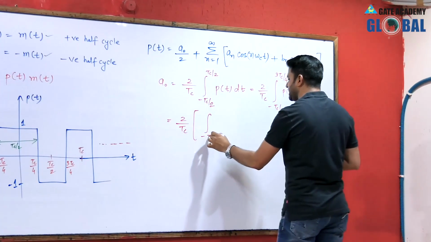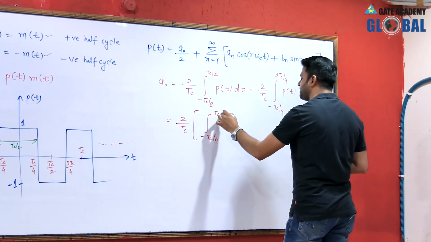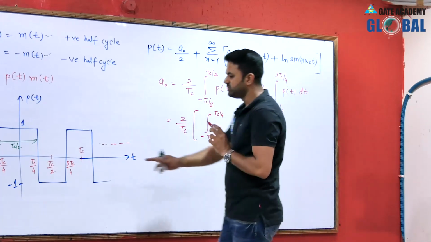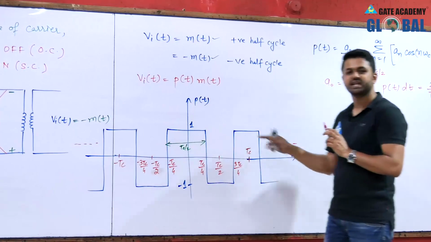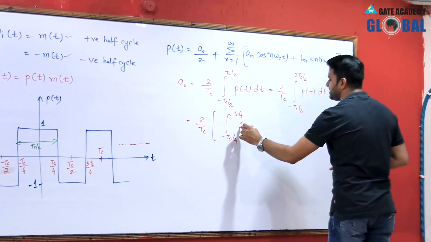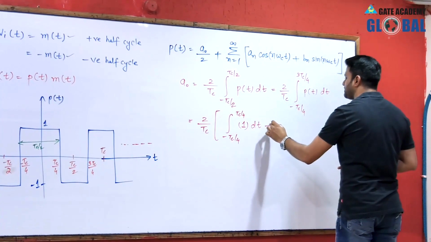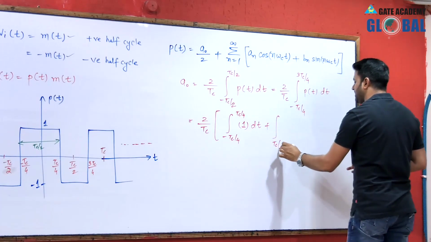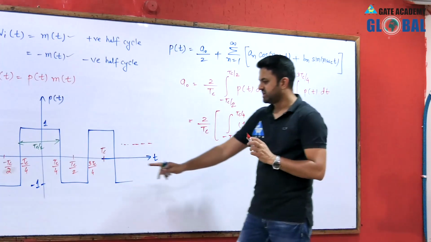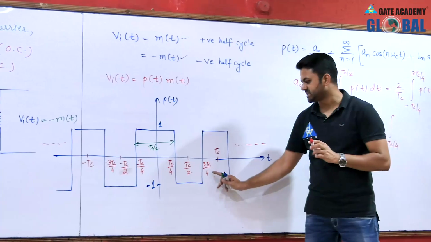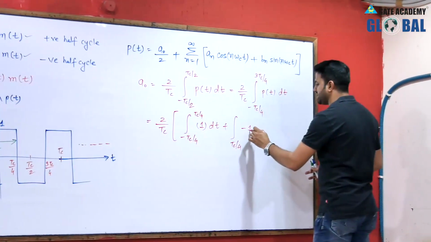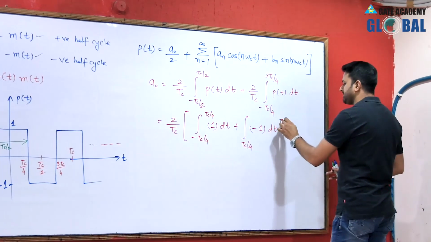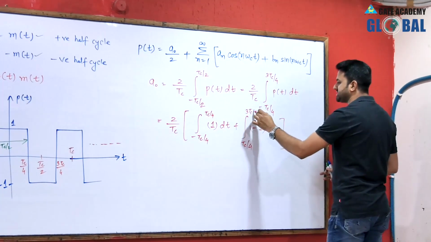One is minus Tc by 4 to Tc by 4, and the value between minus Tc by 4 to Tc by 4, the value of Pt is constant, that is 1. So, this is 1 into dt, and plus another half, that is Tc by 4 to 3 Tc by 4, where the value is minus 1. So, here we will get minus 1 into dt, Tc by 4 to 3 Tc by 4.